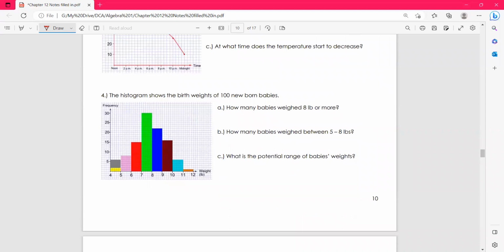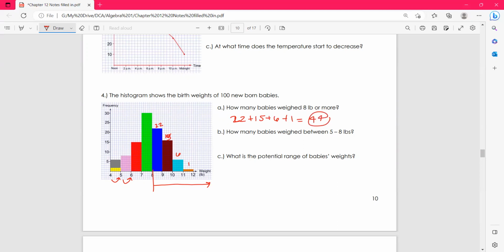Okay. And then let's check out an example of a histogram right here. So histogram, we've got ranges. See how we've got ranges, not topics, and the bars are touching. How many babies weighed 8 pounds or more? So if I go to 8 or more, I've got, these are tiny, 22, 16, 6, 1. So actually this one might be 15. Yeah, so 22 plus 15 plus 6 plus 1 gives me 44 babies.